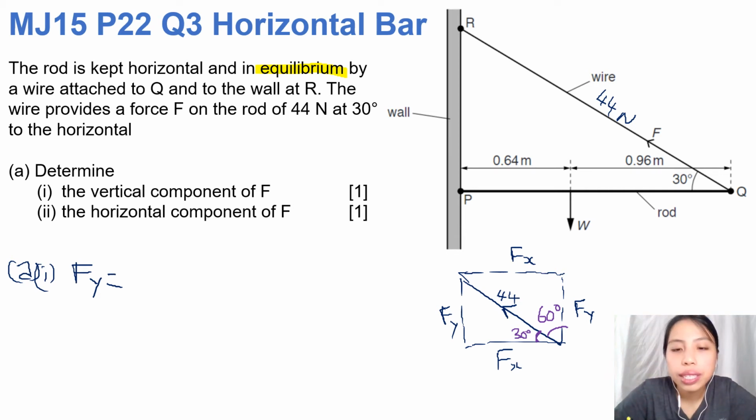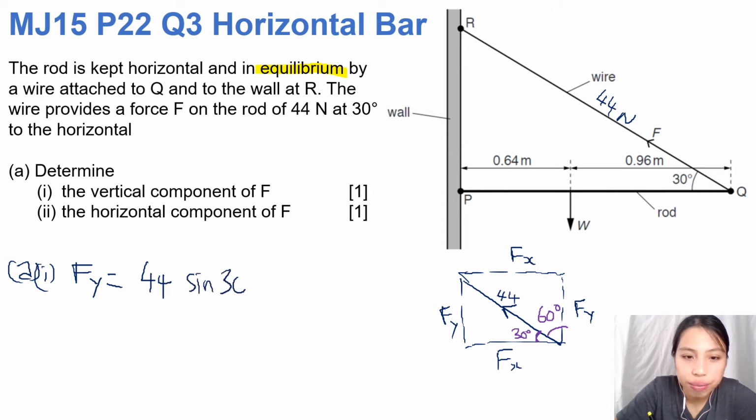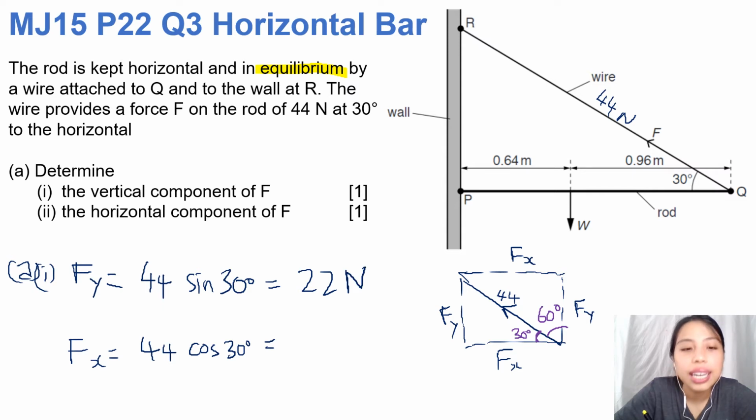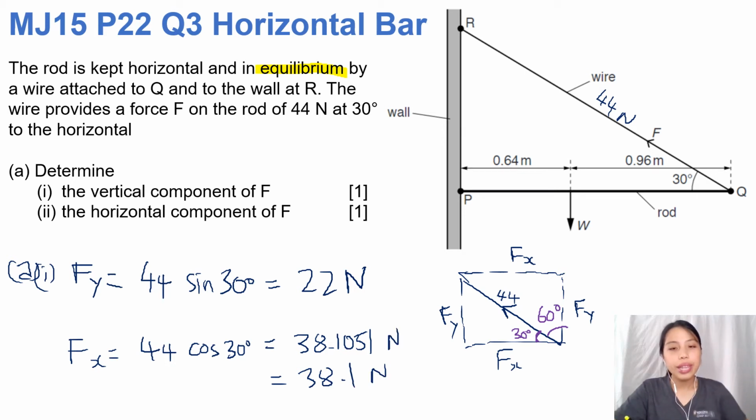But 30 will be opposite over hypotenuse, so I need to use 44 sin 30. Equals, okay, I'm going to use my calculator later. Then Fx will be 44 times adjacent over hypotenuse, so cos 30. Use the calculator and you should get about 22 newtons for the vertical component. And this one has a lot of decimals. I usually just write everything out so I can see them, and then round them off to 3 significant figures. So there we go, vertical and horizontal component.